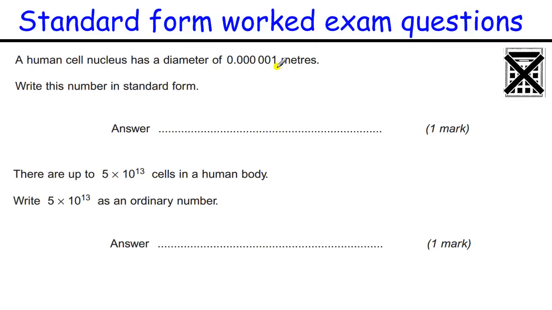Write a number in standard form. So this is a small number. Standard form is something of the form something times 10 to the power of something. So this is going to be 1 times 10 to the power of 1, 2, 3, 4, 5, 6 places. We have to make a decimal point to make it smaller. So that's times 10 to the power of minus 1.